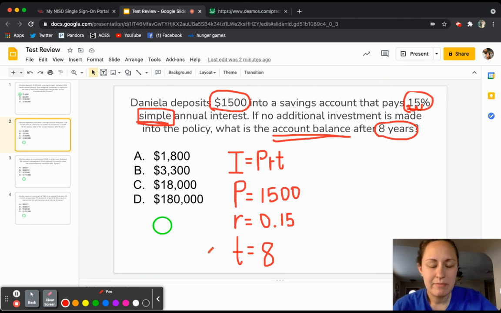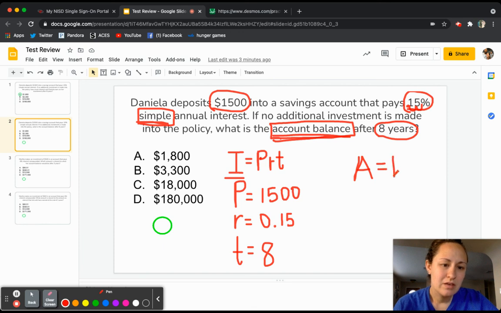So all of this is still the same from the first part of our first problem. But if you notice, our question is different. It is asking us what is the account balance. Well, this formula right here is only solving for interest. But we want to know what our account balance is. To find our total account balance, we need to add together the amount of interest that we made plus how much money we started with. So plus our principal.